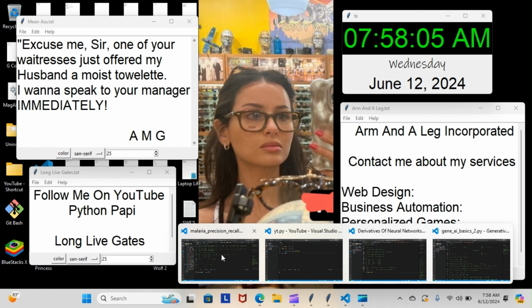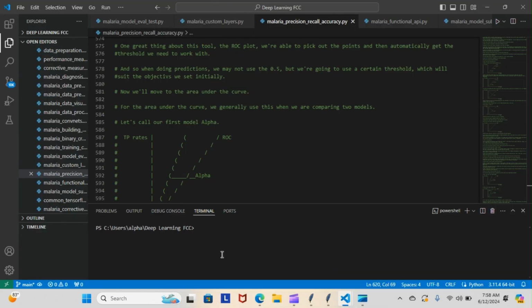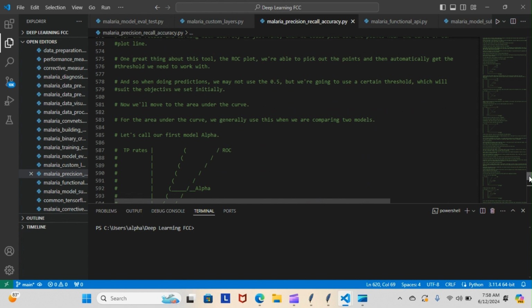Yesterday, we started the topic of the AUC, which is the area under the curve. Today, we're going to pick up where we left off. Now, I'm going to move to the area under the curve. We generally use this when we are comparing two models.